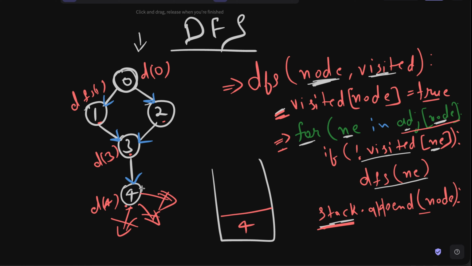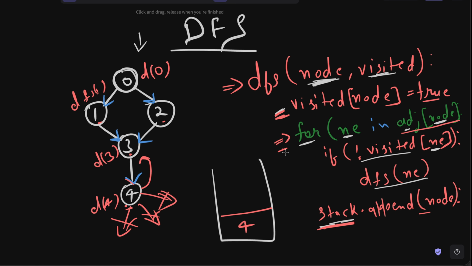Then we will end up going back from DFS of 4 to DFS of 3, right? And now we will try to see if there is any other node connected to 3. Well, we do not have any outgoing edges. We do have an incoming edge from 2 to 3, but that is not an outgoing edge. We do not consider that. We only consider the outgoing edges.